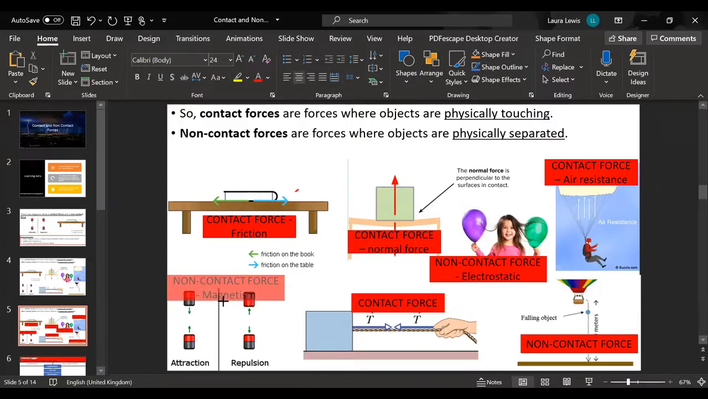Okay, that's how you look on a fridge. Contact force, this is tension. So if you pull something tight, like a rope, it's tension force. Non-contact force. This is actually representing gravity. Okay, yeah, it's a very big subject, isn't it?